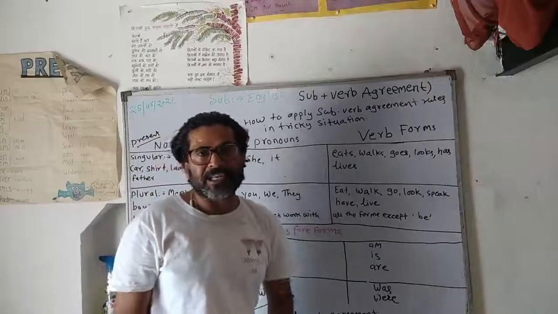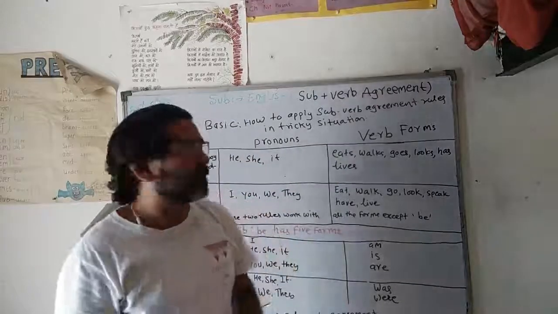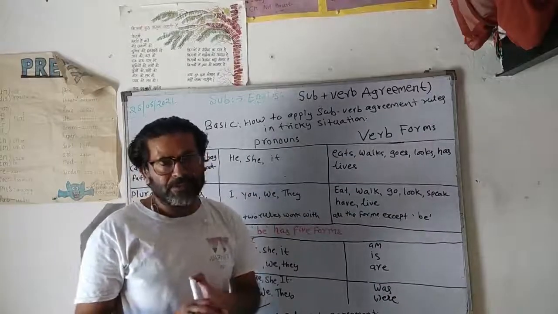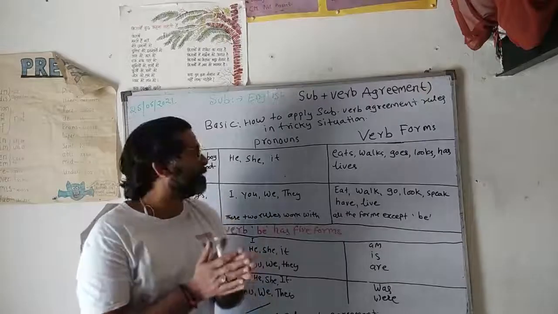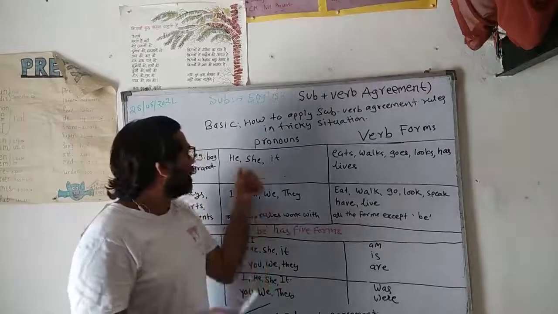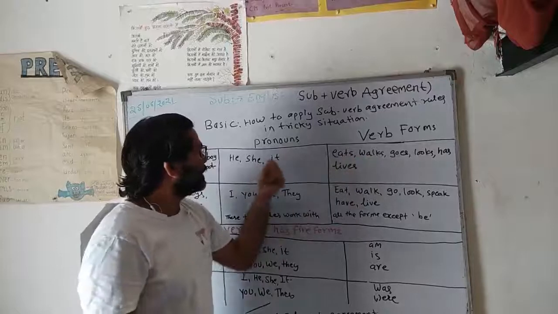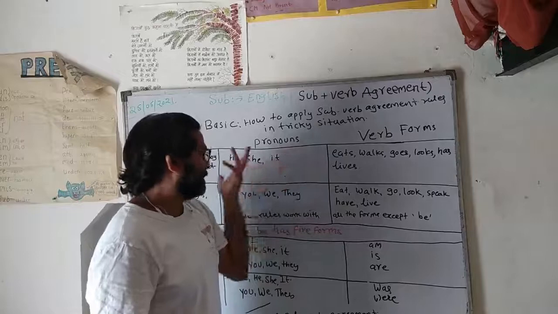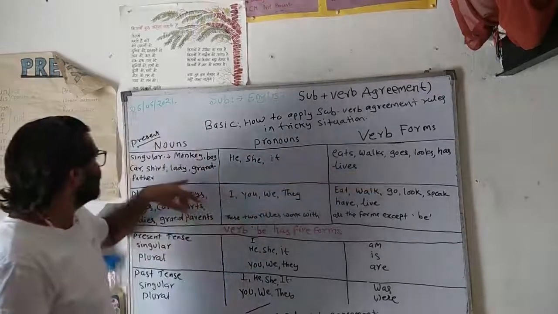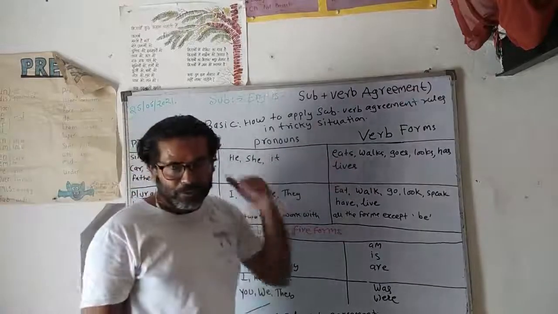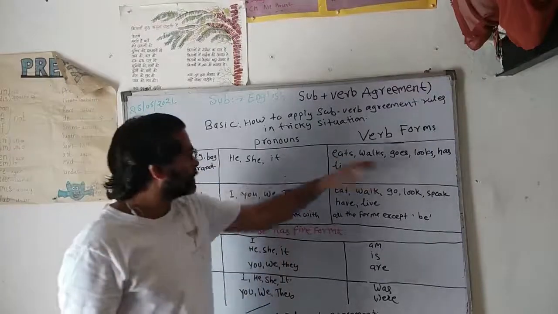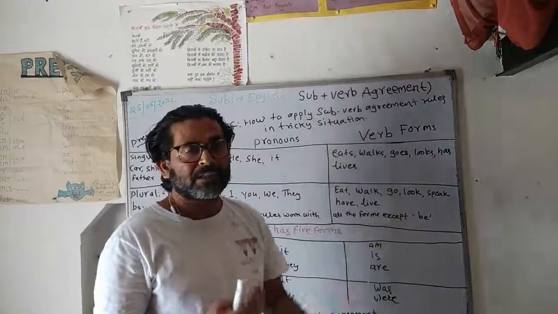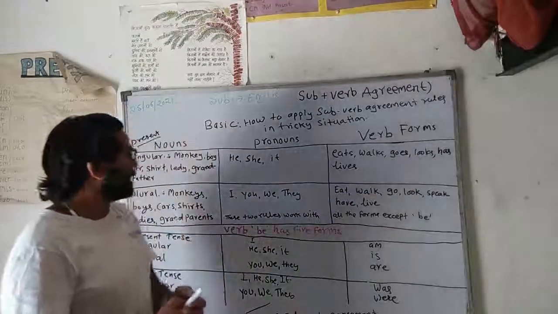With a singular subject or a singular pronoun, we always add s or es to the main verb. We have to remember that, and this always comes in the present simple tense. So he eats, she walks, it looks, he has, she has, it has, etc. For example: grandfather eats mango, grandfather walks, grandfather goes to the temple. This is how we apply subject-verb agreement.